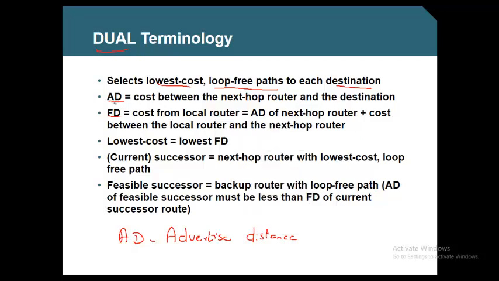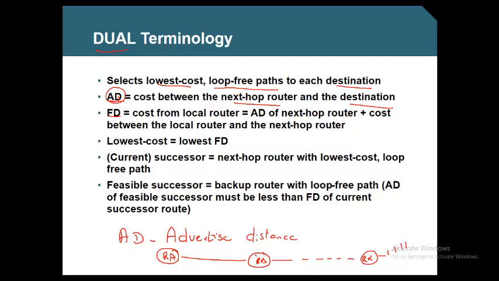Advertised distance is the metric that is advertised by your next router for the next router to reach the destination. I repeat again. This is router A. And you got router B. And router B is connected to many routers, and there is one router X which is connected to a network 1.1.1.1.